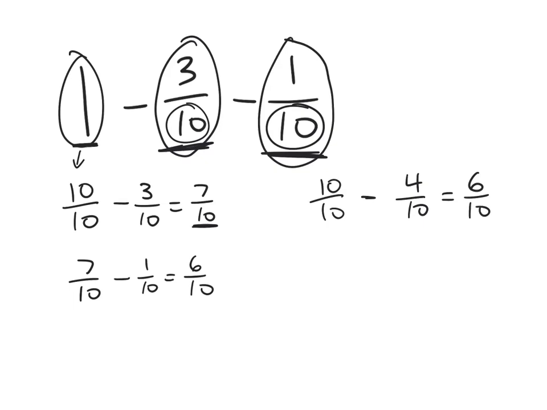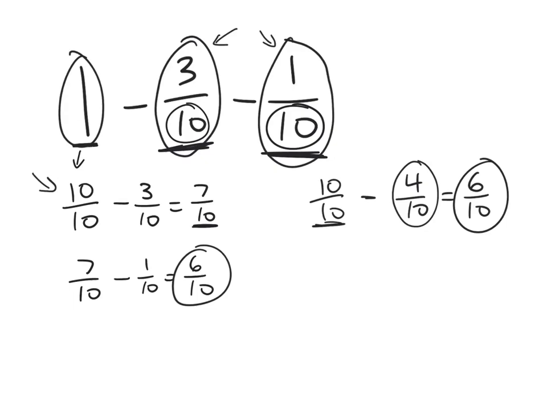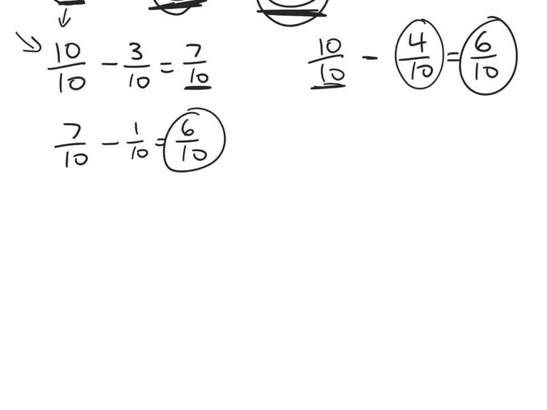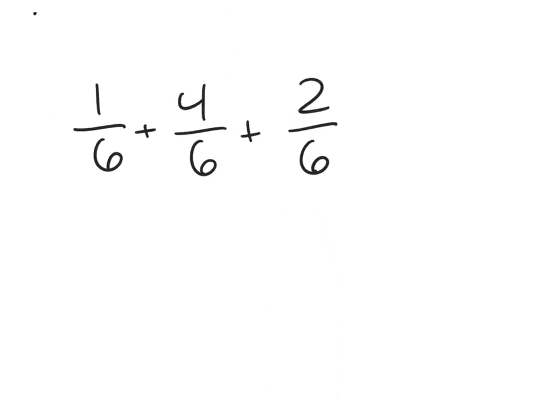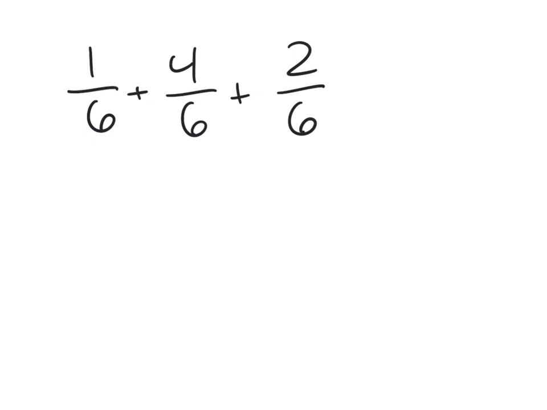So I can either solve it in 2 parts, like I did right here, or I can combine these 2 subtrahends and add them together and then subtract them from the whole. So both ways end up in an answer of 6/10. And just like with subtraction, when we're doing addition with multiple add-ins, we have a couple different strategies we can use to solve this problem.